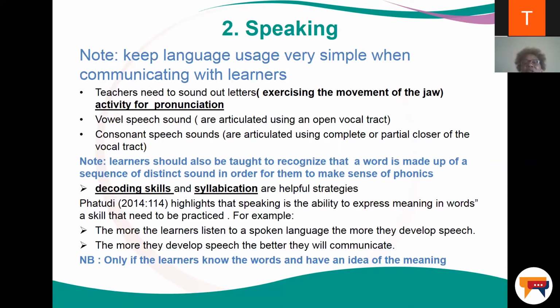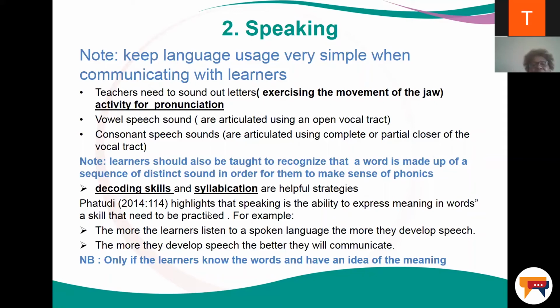Consonant speech sounds are articulated using complete and partial closure for the vocal tract. Note, learners should also be taught to recognize that a word is made up of a sequence of distinct sounds in order for them to make sense of phonics. The word is made up of a sequence of distinct sounds, whereby they will see that when they're doing decoding skills and syllabication are helpful strategies for them.